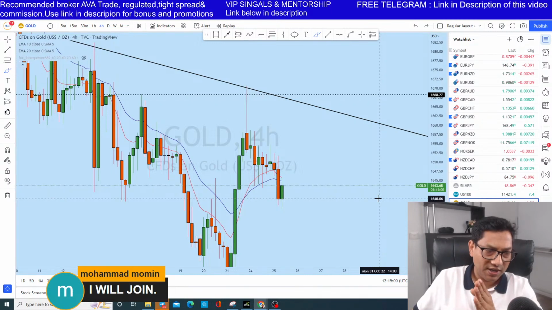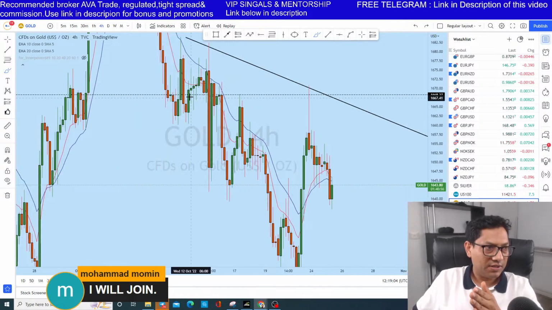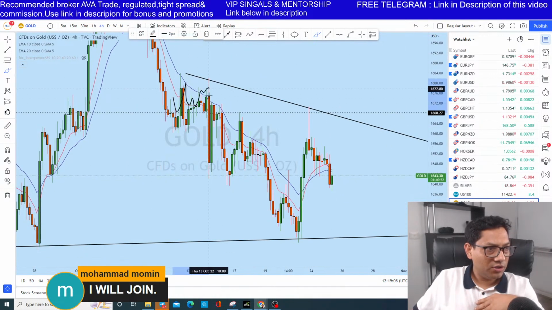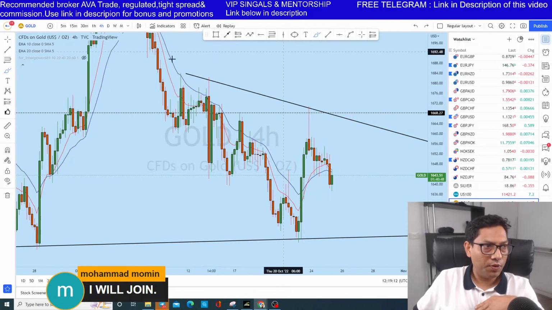Gold sometimes does this, just moves sideways. When it is moving sideways, you need to be patient. You can see the choppy market here. If you trade in this zone, you will lose money. You see, very choppy.